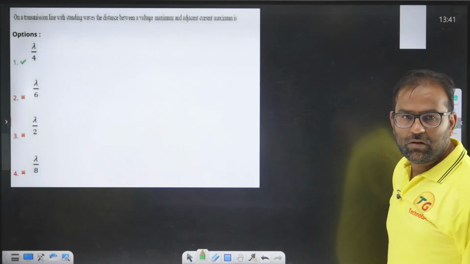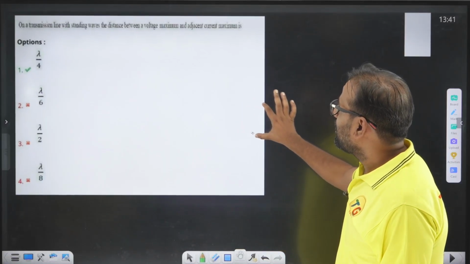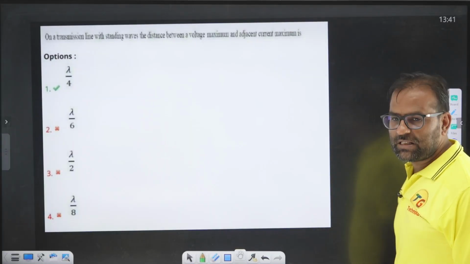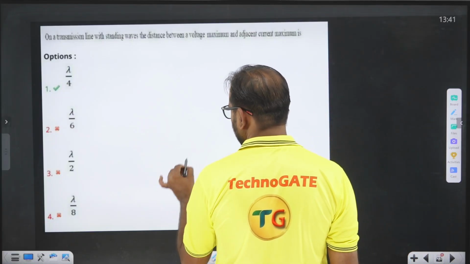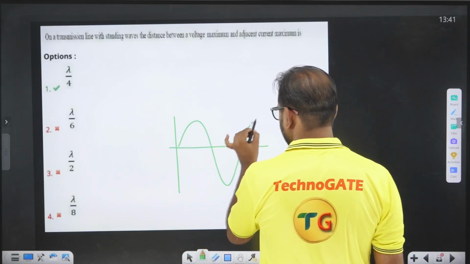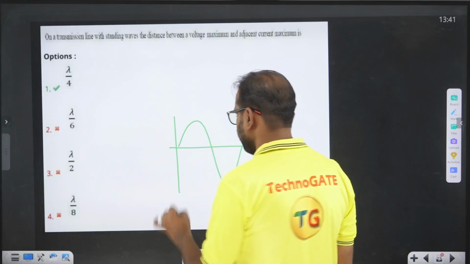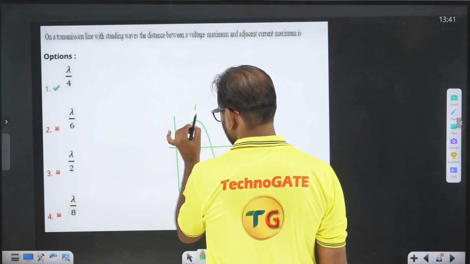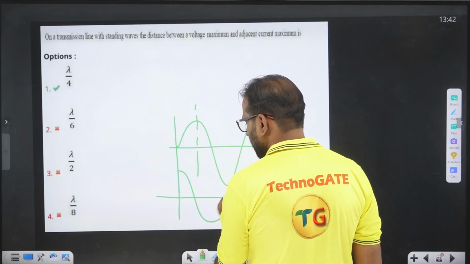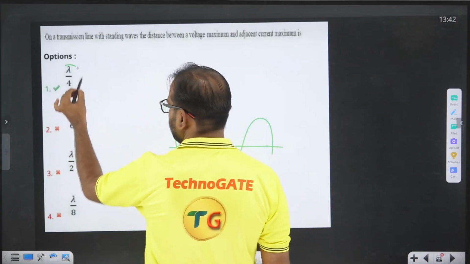Next question. Okay, the transmission line with the standing wave. The transmission line with the standing waves, distance between the voltage maximum and voltage minimum, always remember, this distance is always lambda by 4. If this is the voltage maximum, you can have this times of current maximum. So this distance is what? Lambda by 4.